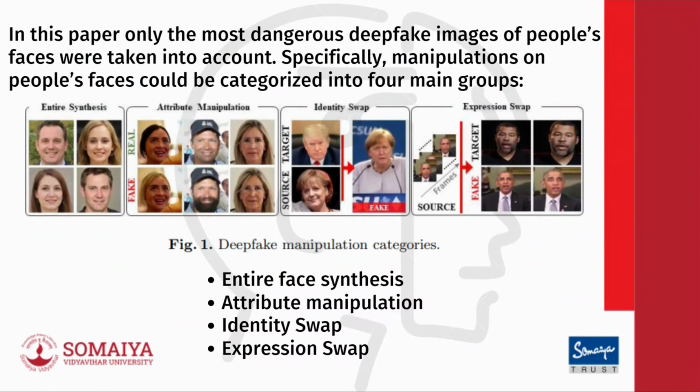In this paper, only the most dangerous deepfake images of people's faces were taken into account. Specifically, the manipulations on people's faces could be categorized into four main groups: entire face synthesis, attribute manipulation, identity swap, expression swap.